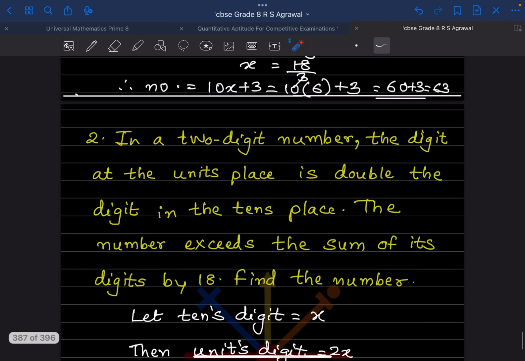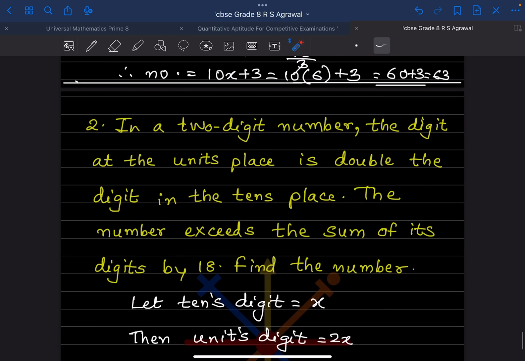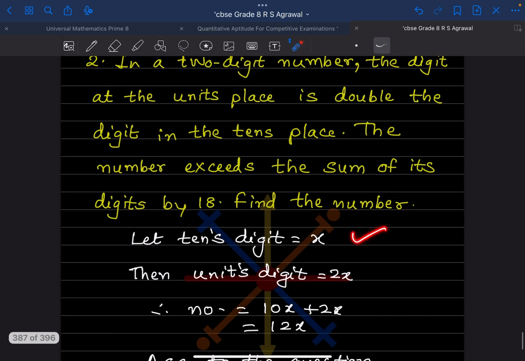So now let us go for the next one. In a 2-digit number, the digit at the units place is double the digit in the tens place. So what are we going to do? Now the tens place we'll consider as x, and the units place is, they said, the double. So tens place is x means the units place is going to be 2x. So this is what is written over here.